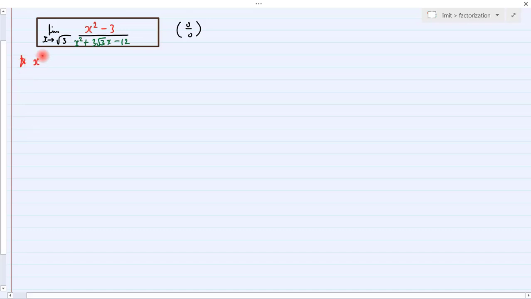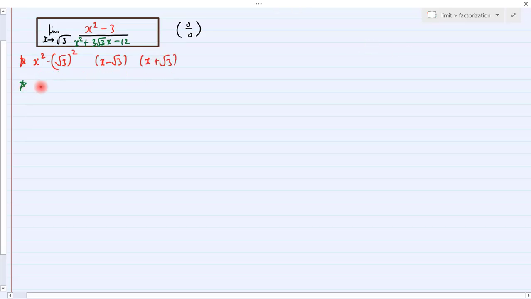Let's begin from the numerator, which is x square minus 3, or we can say it is x square minus root 3 the whole square, which is in the form of a square minus b square and having factors of a minus b and a plus b. So it will be x minus root 3 into x plus root 3.